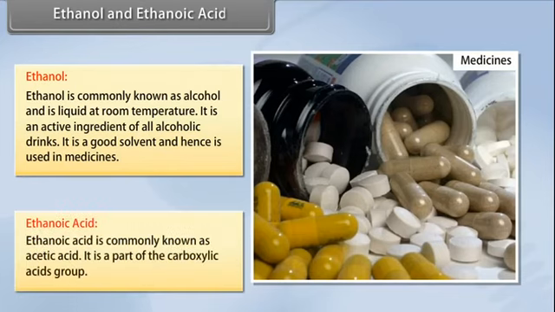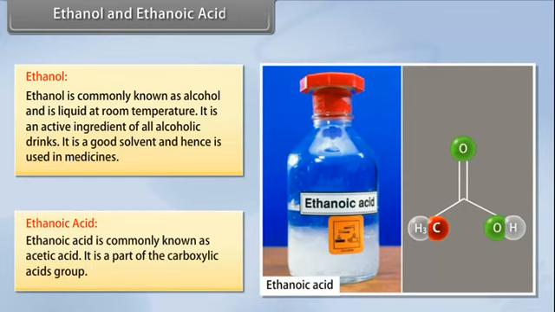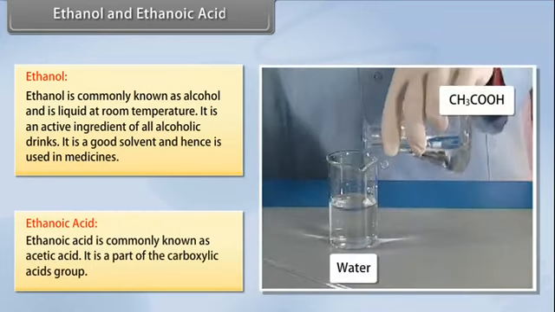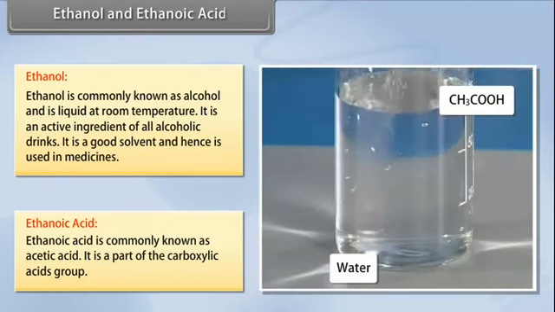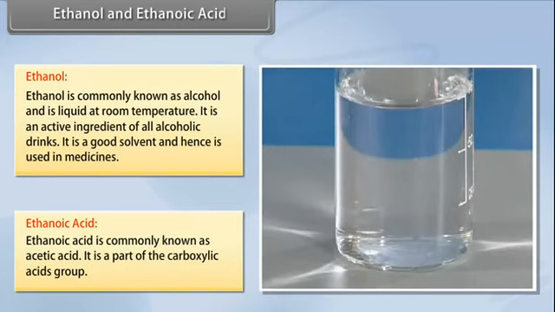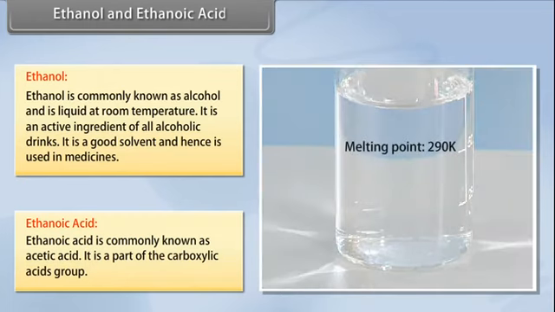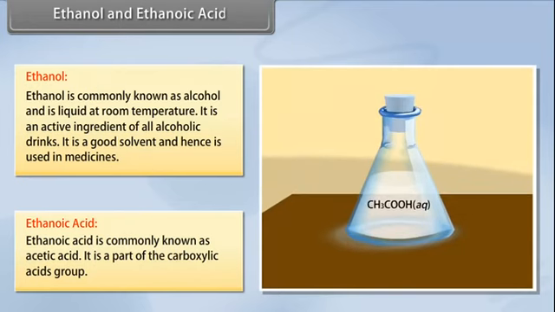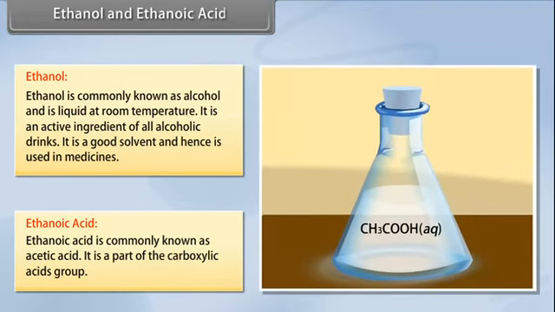Ethanoic acid. Ethanoic acid is commonly known as acetic acid. It is a part of the carboxylic acids group. When a 5 to 8% solution of acetic acid is mixed in water, it forms a substance called vinegar. The melting point of pure ethanoic acid is 290 Kelvin. Because of this property, it freezes during winter and hence is also known as glacial acetic acid.